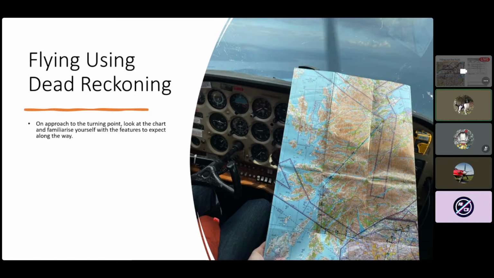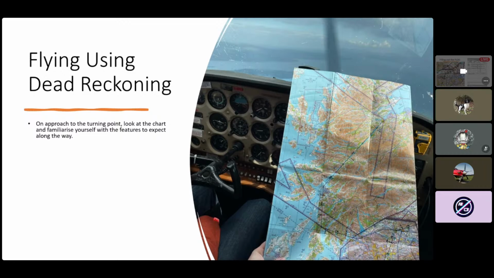So on approach to the turning points that we've picked on the charts, this point here, this point here, this one here, we look at the chart and we familiarise ourselves with what features we're going to see. So when I get to this point here, which is my first turning point on this big long leg, I'm looking at the chart and I'm thinking, what am I going to see?